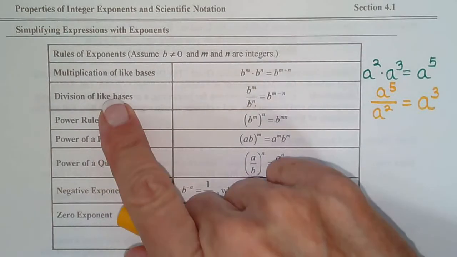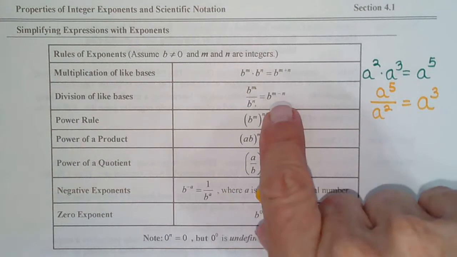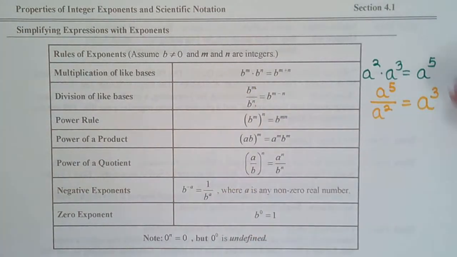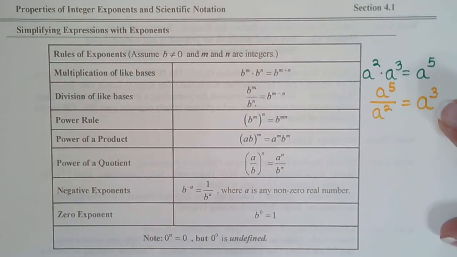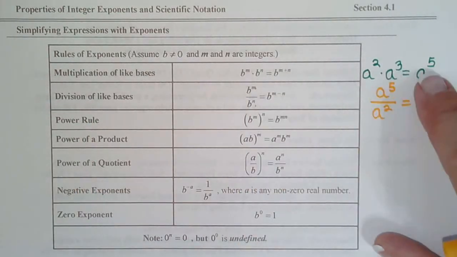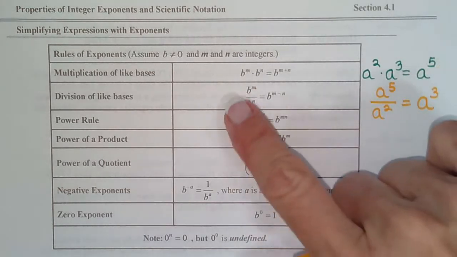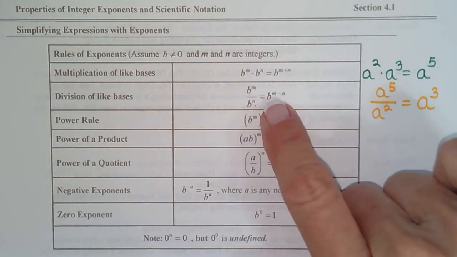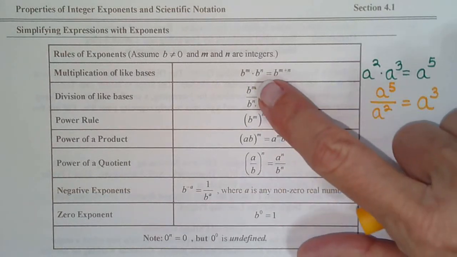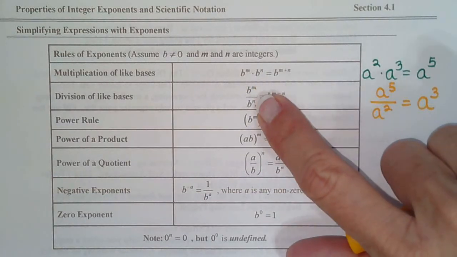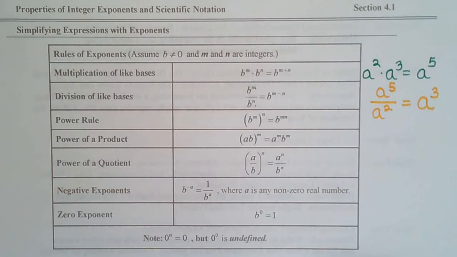So still not intuitive. We're subtracting exponents in division, but at least these operations are opposites, just like multiplication and division are opposites. So multiplication, keep the base, add the exponents. Division, keep the base, subtract the exponents. And order matters. It always has to be the exponent in the numerator minus the exponent in the denominator.